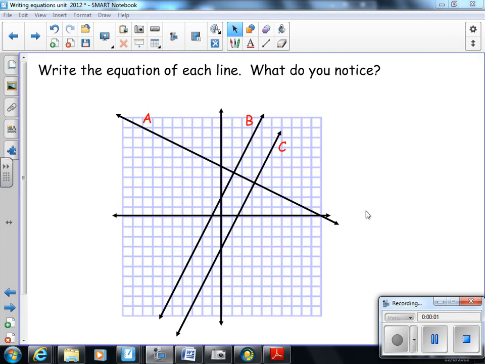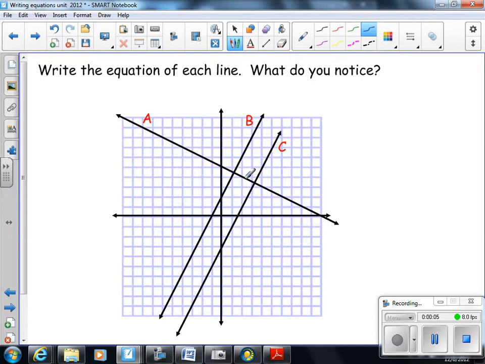For our lesson today, we're going to do a little exploration first. We're going to write the equation of each line, and then we're going to try to make an observation. This is line A, this is line B, and this is line C. So let's take it one at a time. Let's start with line A.